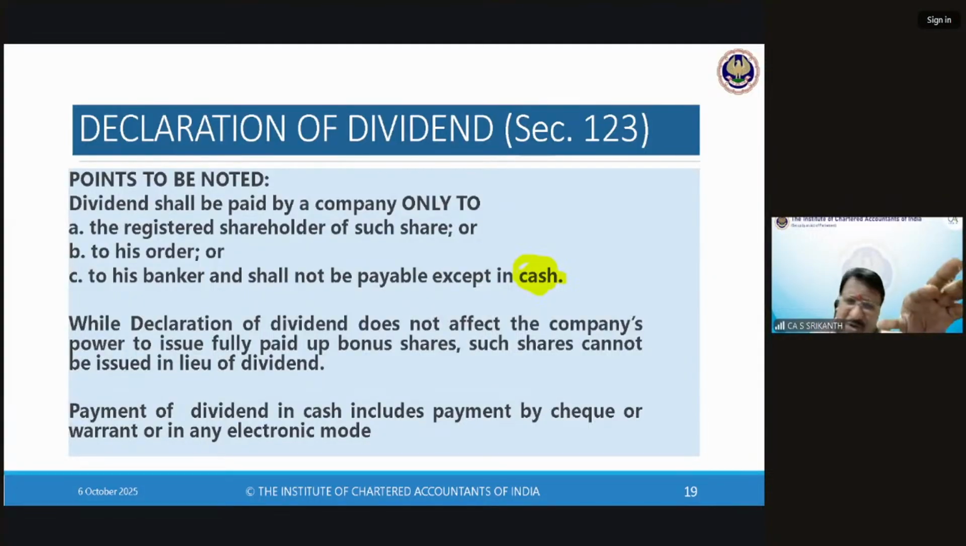But that also is very rare. It can happen. Anyway, other than that, I don't see anything. So this is the condition regarding cash, etc.